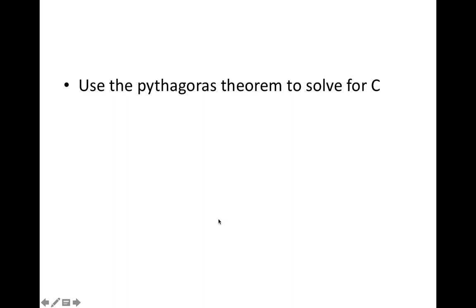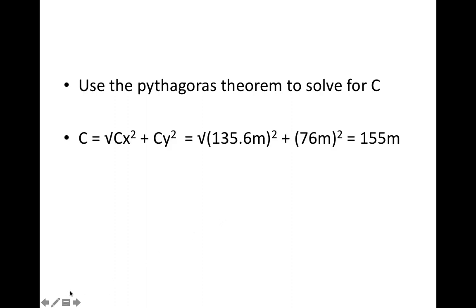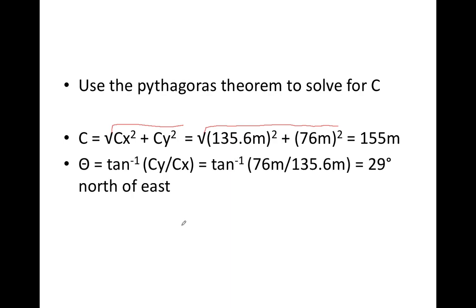And then we can use the Pythagorean theorem to solve for C. So this square root sign extends to the entire equation. So square root of Cx squared plus Cy squared, which equals square root of 135.6 squared plus 76 squared, which equals 155 meters. And then we can calculate the angle. And using the diagram, we can see that it's 29 degrees north of east. From the equation, we get 29 degrees, and from the diagram, we get north of east.